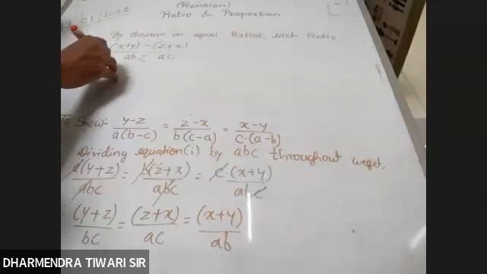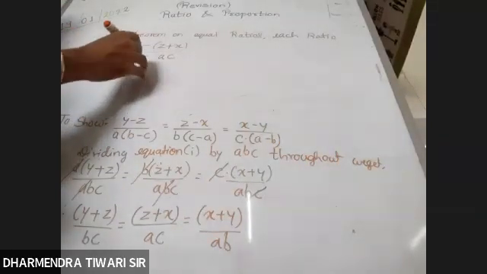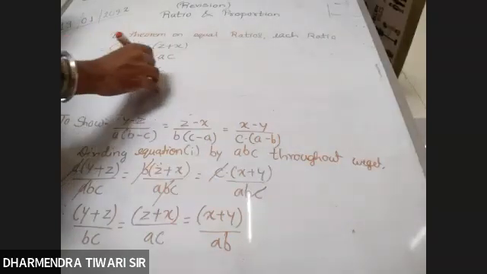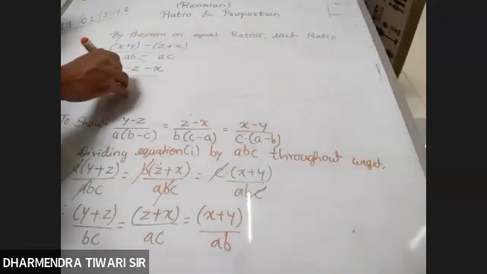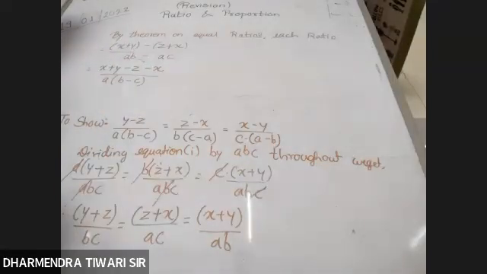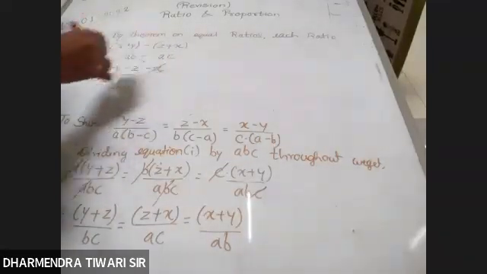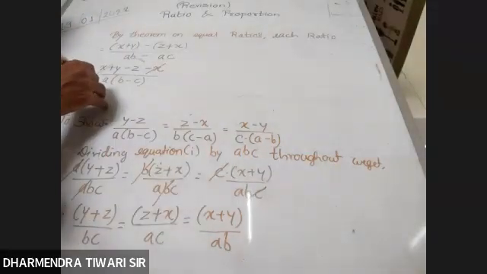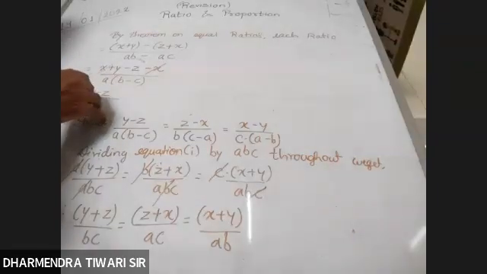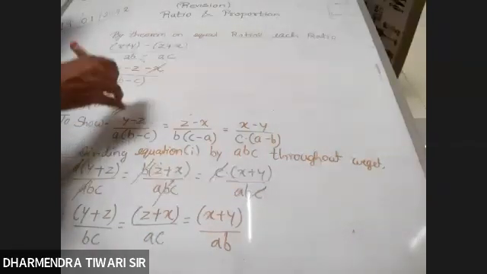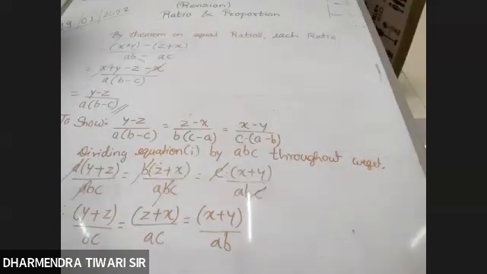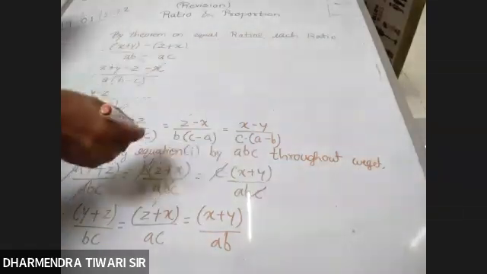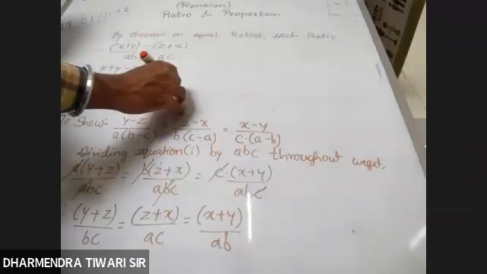Just open the bracket: x plus y minus z minus x upon, taking a common, b minus c. Cancel this x. The terms with opposite sign get cancelled, and what remains is y minus z upon a into b minus c. So this is our first ratio, so you can write it as equation 1. Or we have already used equation 1, so this is equation 2.